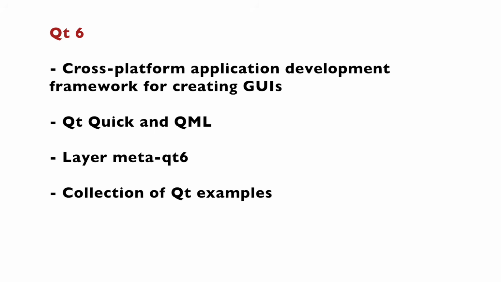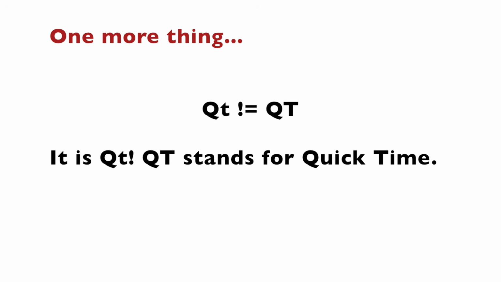In this video, I showed you the exact steps how to use the meta-qt6 layer and to include examples for qtbase and qtdeclarative. By the way, one more thing. The correct way to write Qt is with uppercase for the Q and lowercase for the t, and the way to pronounce it is "cute". There is an old joke among Qt developers that written with capital letters, QT stands for QuickTime. So please write and pronounce Qt properly.